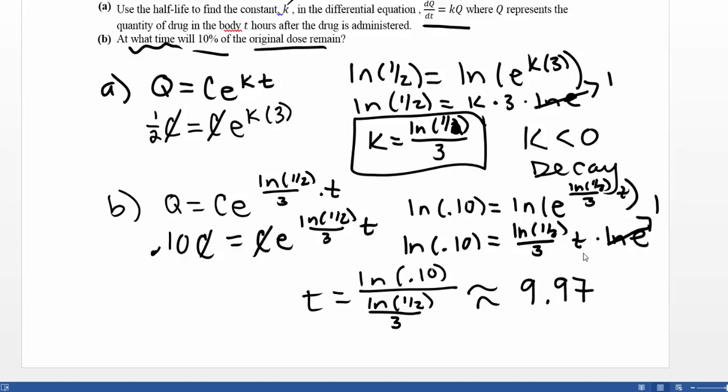So here, time was in hours. So that means that 10% of the original dose remains in the body when time equals 9.97 hours. If we were to round this to the nearest hour, that would be 10. So 10% of the drug remains after 10 hours, which means 90% has decayed out of the body. So almost all of it is gone. So we're able to use what we know about differential equations paired with half-life to talk about some interesting things about how things are decaying out of the body.